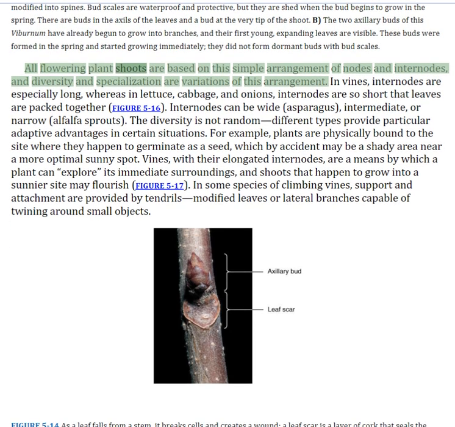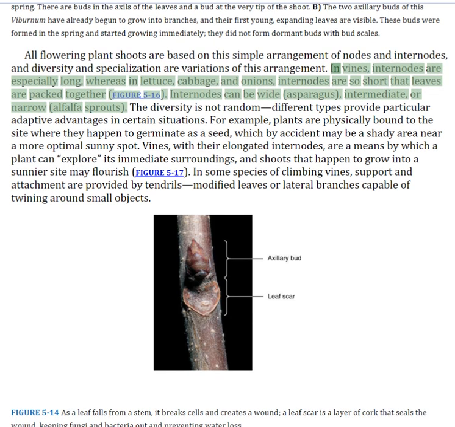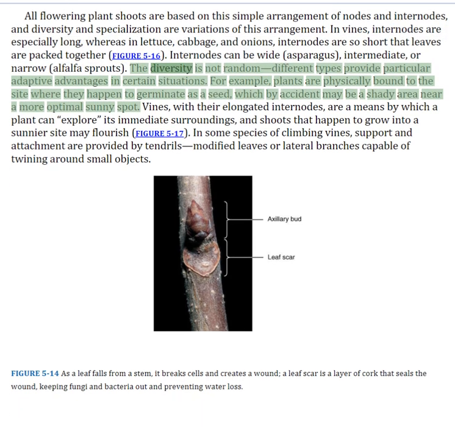All flowering plant shoots are based on the simple arrangement of nodes and internodes, and diversity and specialization are variations of this arrangement. In vines, internodes are especially long, whereas in lettuce, cabbage, and onions, internodes are so short that leaves are packed together. Internodes can be wide, intermediate, or narrow. The diversity is not random. Different types provide particular adaptive advantages in certain situations.